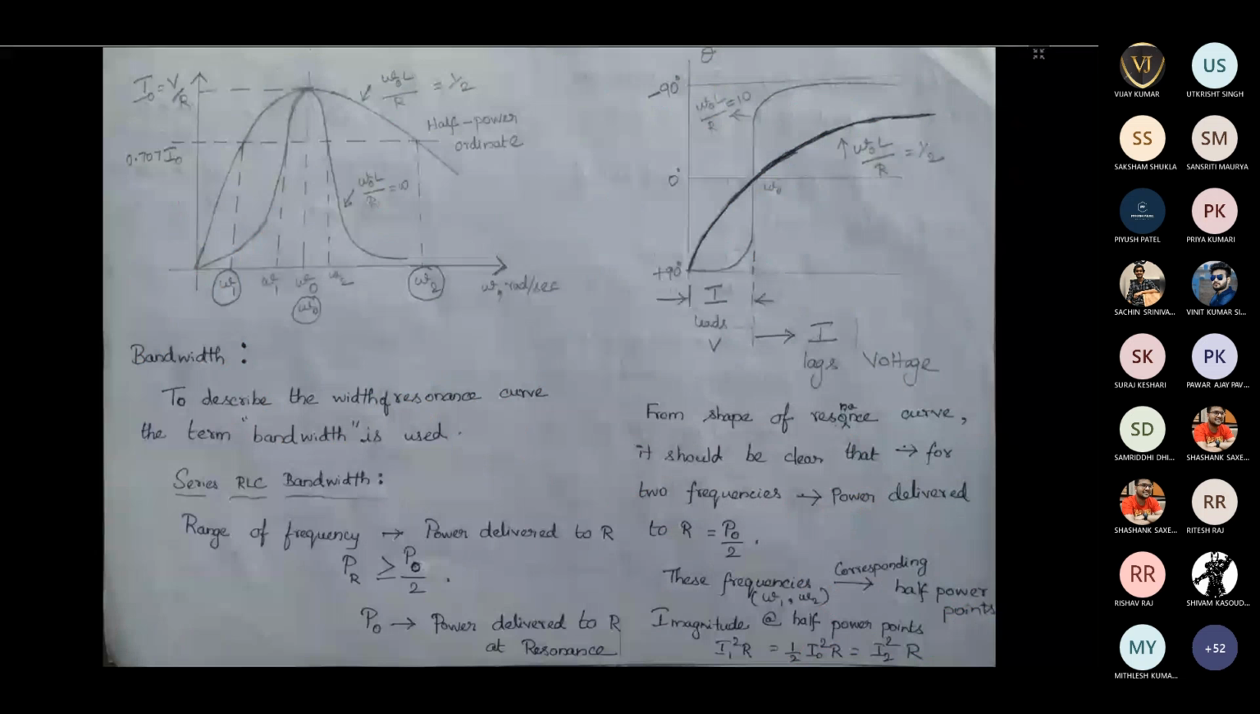Okay, the most important term in a resonant condition is bandwidth. Bandwidth means a range of frequency where you have an upper limit and a lower limit.